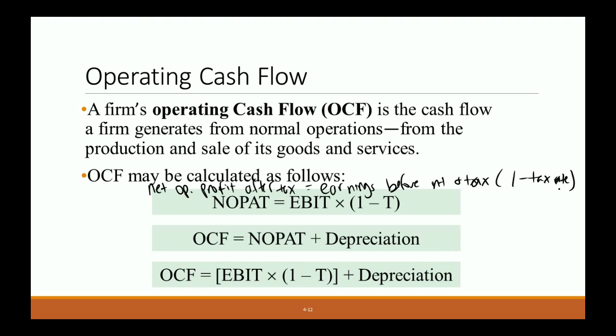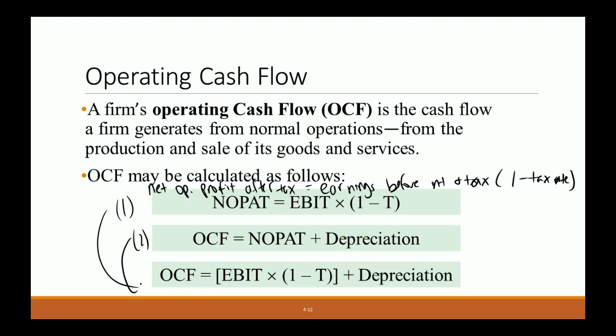Operating cash flow then is equal to your net operating profit after tax plus depreciation. So you can combine the first and second equations together to make this third equation, where operating cash flow is equal to earnings before interest and tax times 1 minus the tax rate plus depreciation.